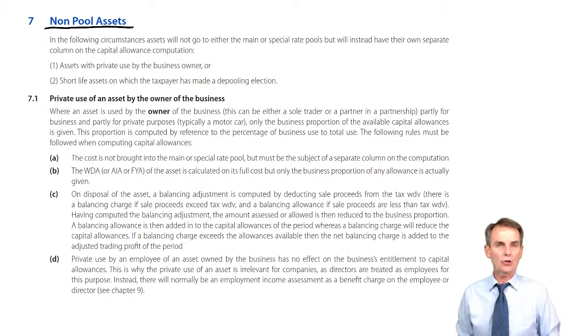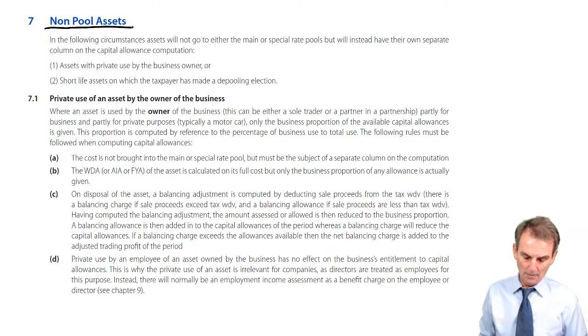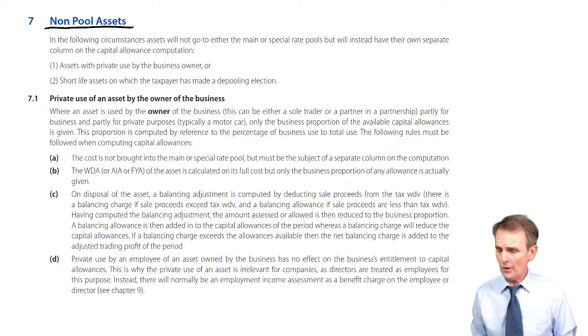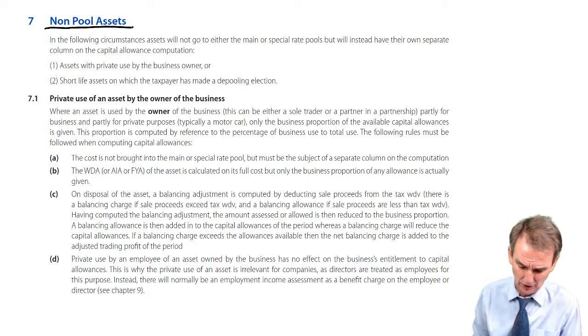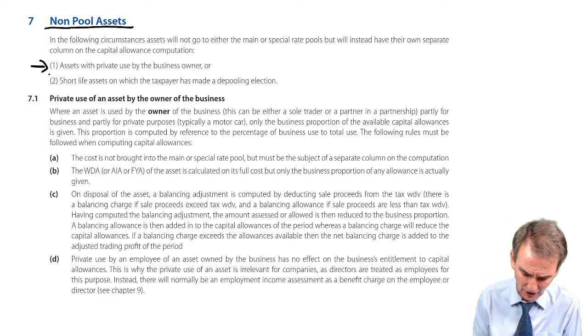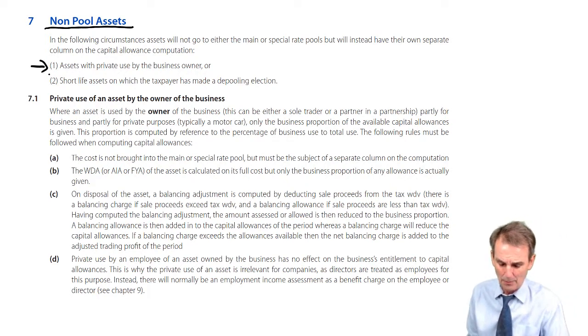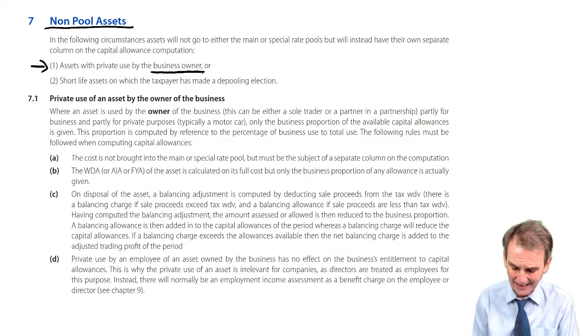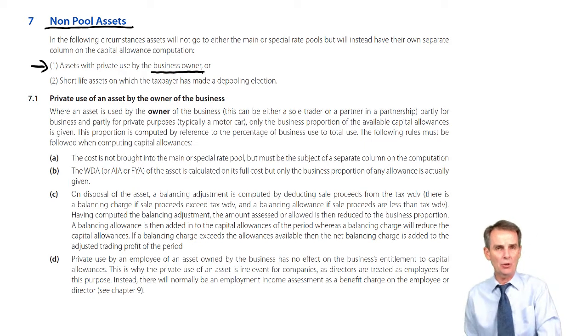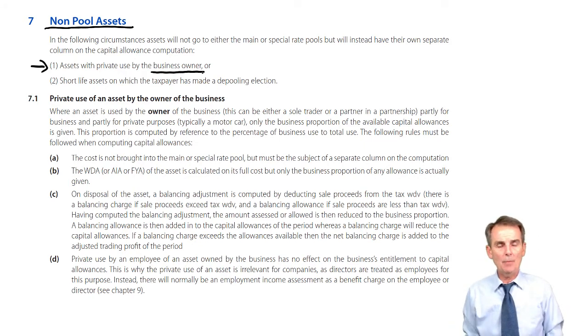Now then, there are two types of asset that we may have to deal with, one of which is way more important than the other, and hence the one that we'll deal with first. And that, as noted here, assets with private use by the business owner. So the sole trader or a partner within the partnership, an owner of the business.